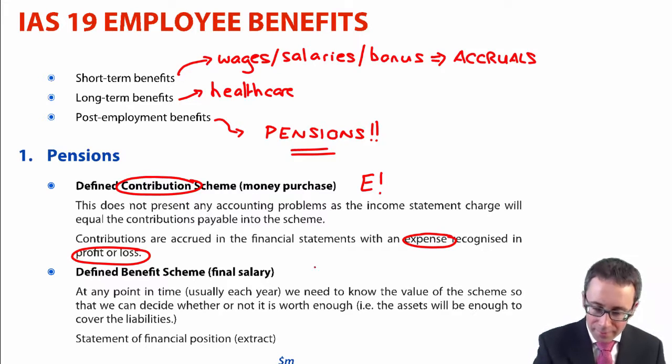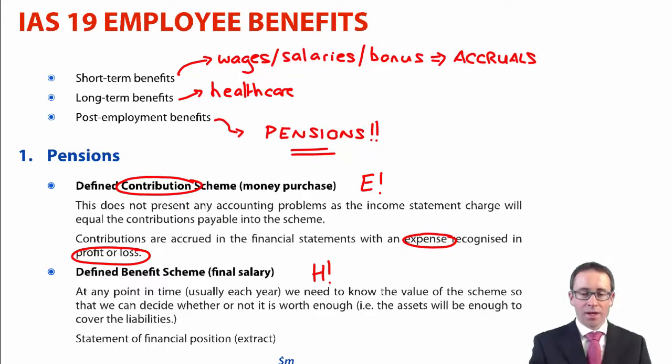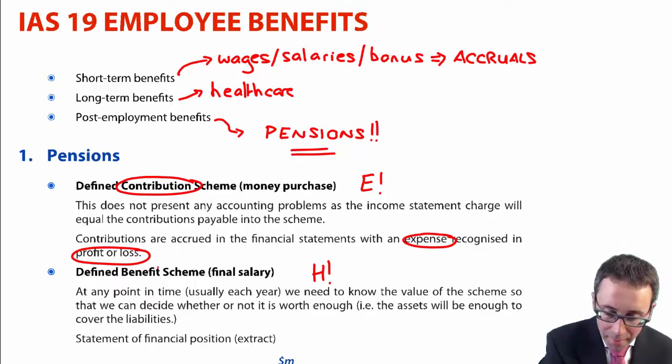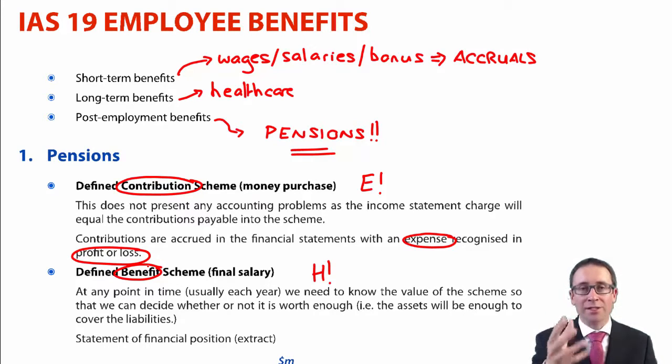The hard one, and it's hard to start off with, but it gets a bit easier as you practice the questions, is looking at your defined benefit scheme. Again, it's very literal. That's saying at the end of your pension scheme, the benefit that you get is defined by the business.